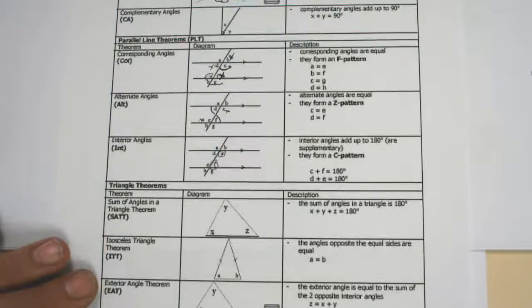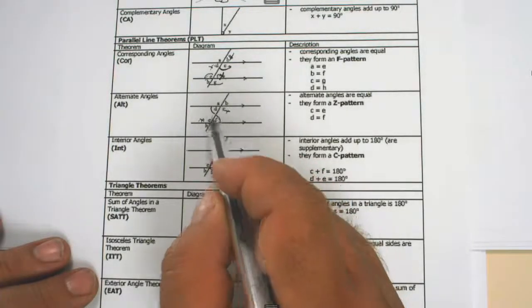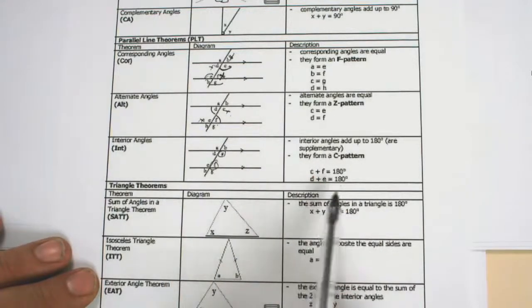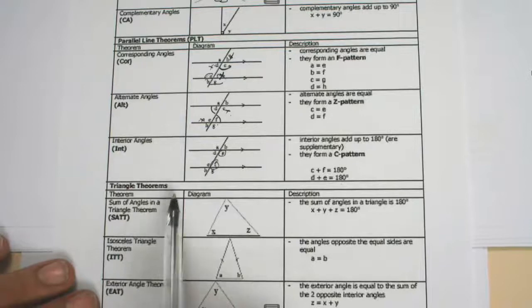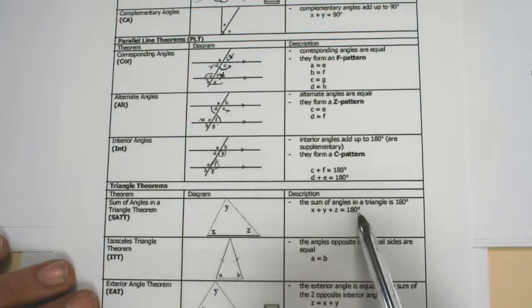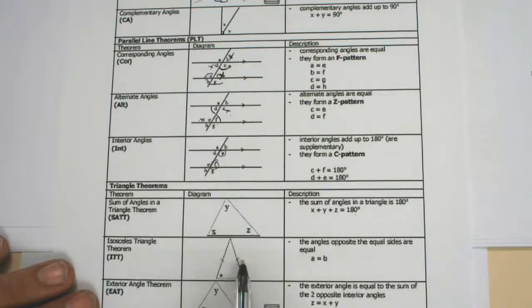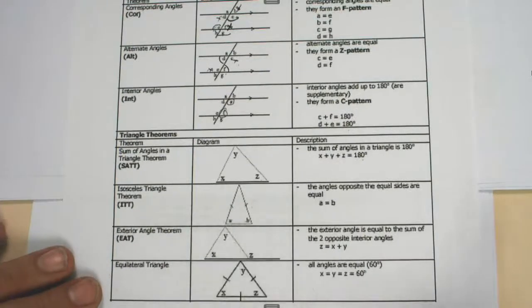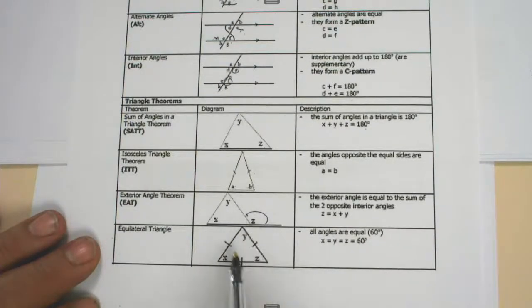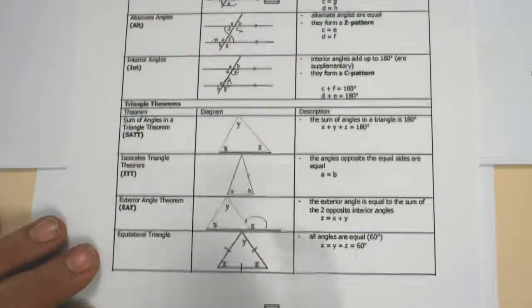Now, cointerior angles are both angles found on the inside of the parallel lines on the same side of the transversal, and they add up to 180 degrees. If we look at the triangle, then the interior angles of a triangle add up to 180 degrees. The sum of the angles of a triangle add up to 180 degrees. If two sides are equal, then the angles opposite equal sides are equal. So in this case, we are busy with an isosceles triangle, and the angles opposite equal sides are equal. In a triangle, the exterior angle is equal to the sum of the opposite interior angles. And in an equilateral triangle, all three sides are equal, so all three interior angles will be equal to 60 degrees.